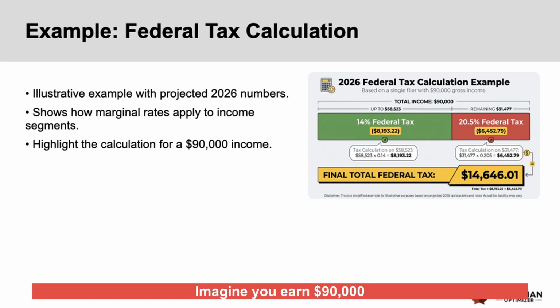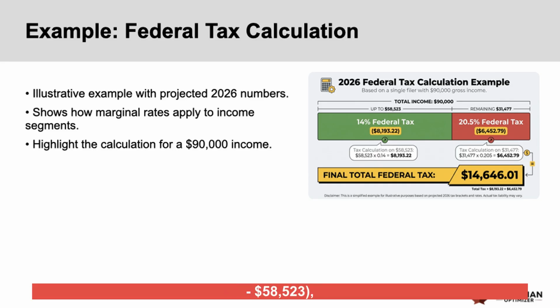Imagine you earn $90,000 in taxable income in 2026. Based on the 2026 federal brackets, the first $58,523 is taxed at 14%, which equals $8,193.22.